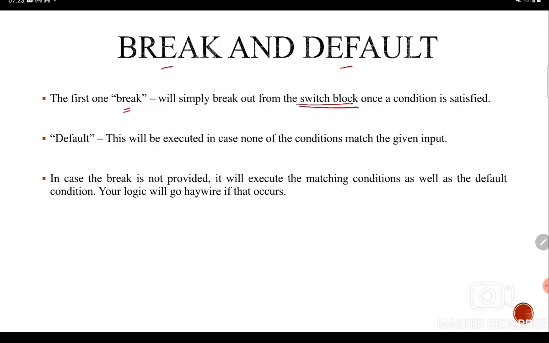Now the second one is default. This will be executed in case none of the conditions match the given output. We have already discussed that if none of the conditions are true, then this default condition would be displayed. Next, in case the break is not provided, what would happen? It will execute the matching conditions as well as the default condition. So your logic will go haywire if that occurs.